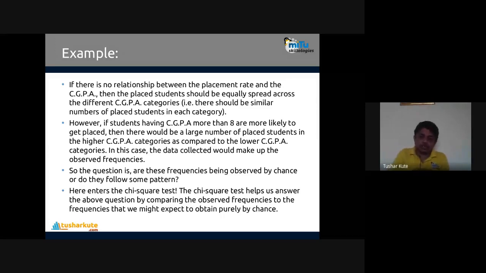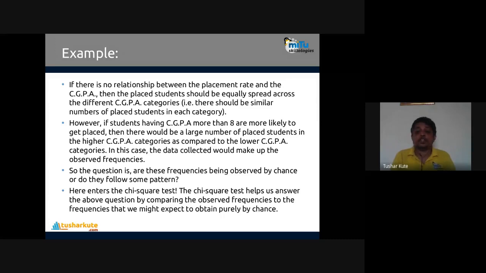It is just a graph: from low CGPA to high CGPA, the placement graph is increasing. Okay, you can observe that, but is it the universal rule? Universal means a college rule, meaning every time you get a similar kind of result or not. So we can enforce students to get more and more CGPA if it is proved. So here enters the chi-square test. In this case, we can apply the chi-square test.